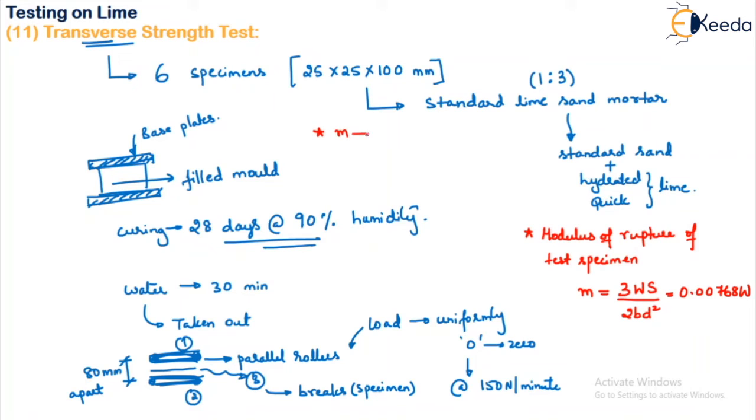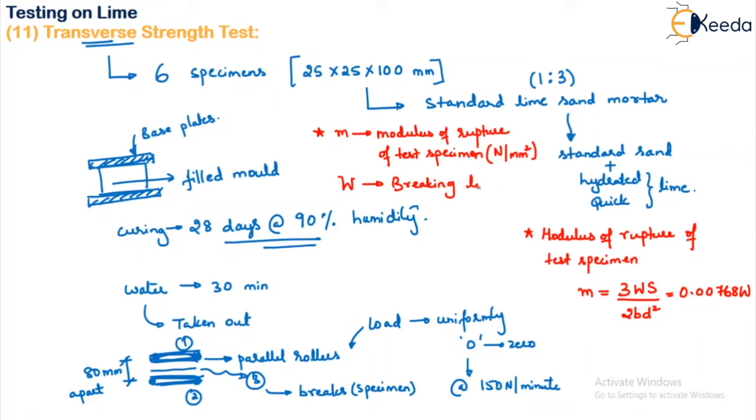Now we have to understand what all these values are. In this, M is the modulus of rupture of the test specimen, generally given in Newton per mm square. W is the breaking load. We will see where exactly the break is happening, and that load we will note down while doing the test, and this is generally taken in Newton. Then here S is the spacing between the rollers.